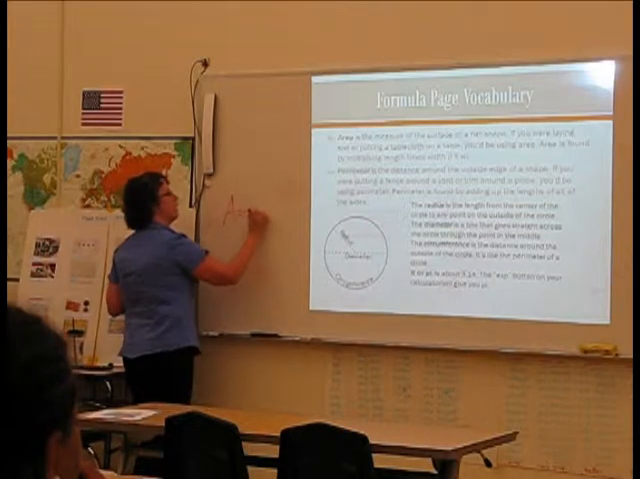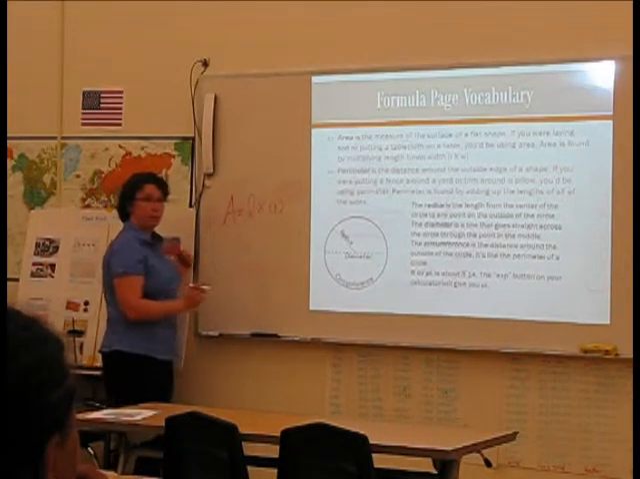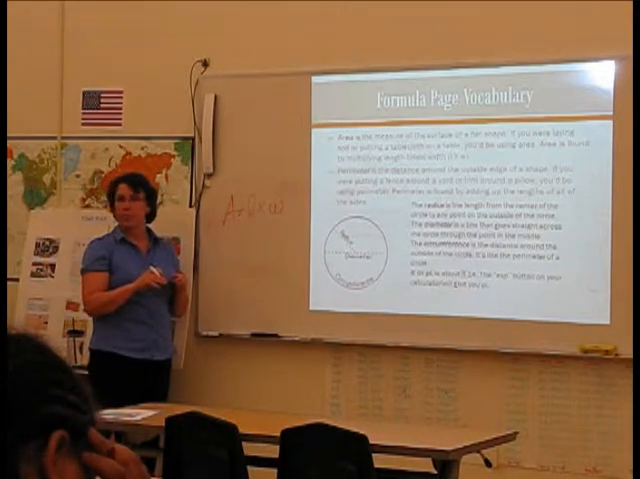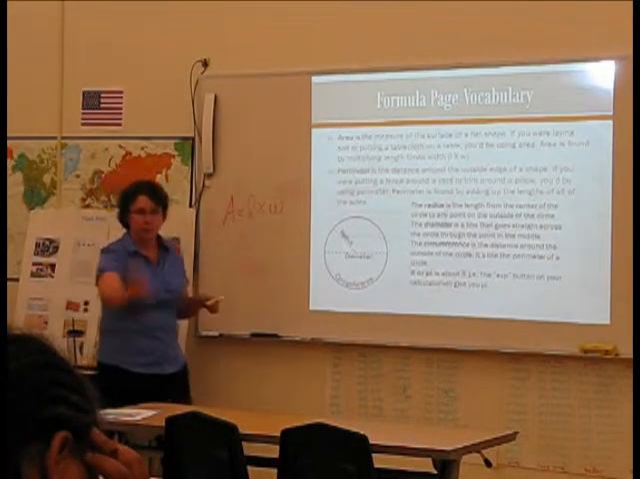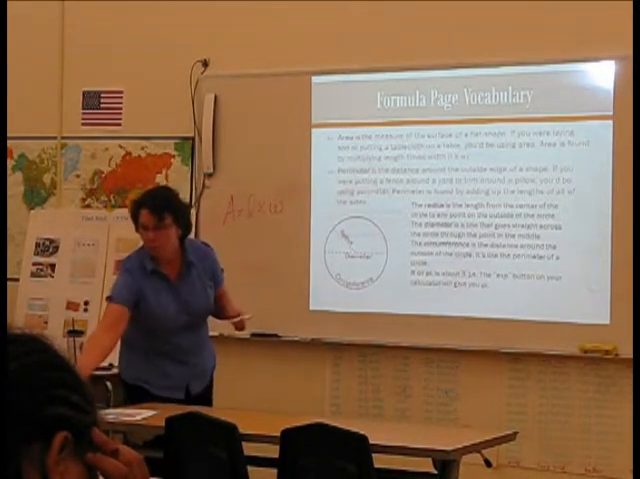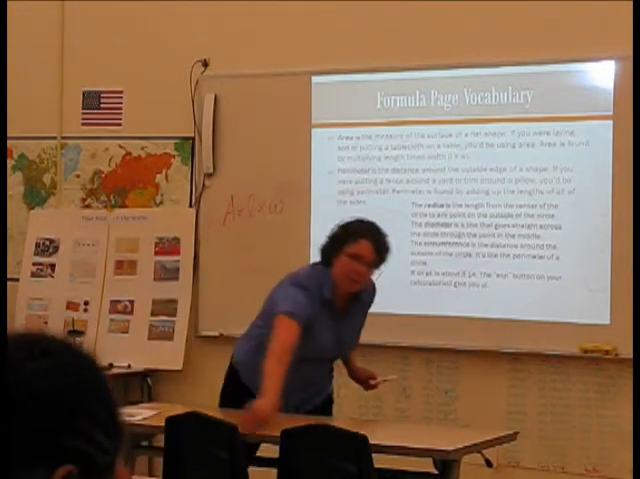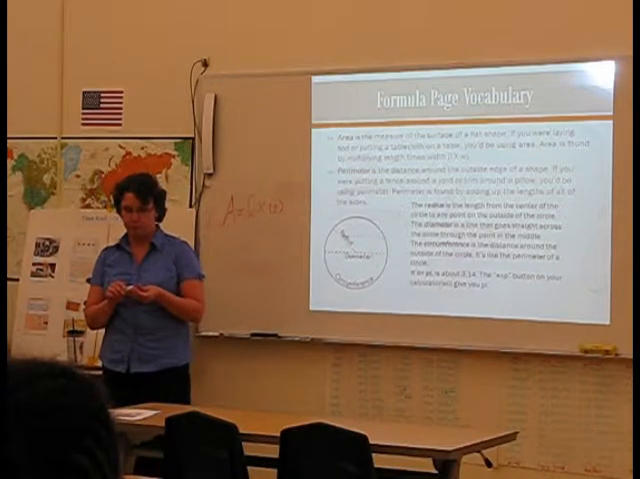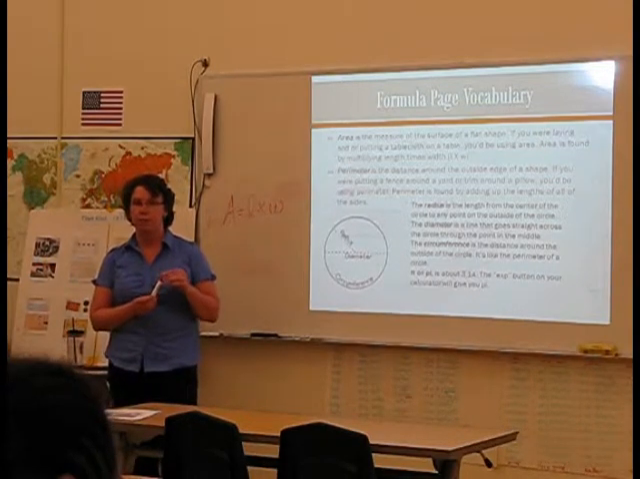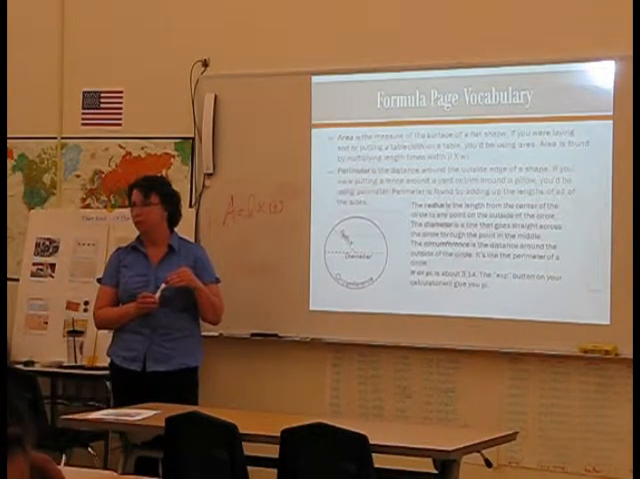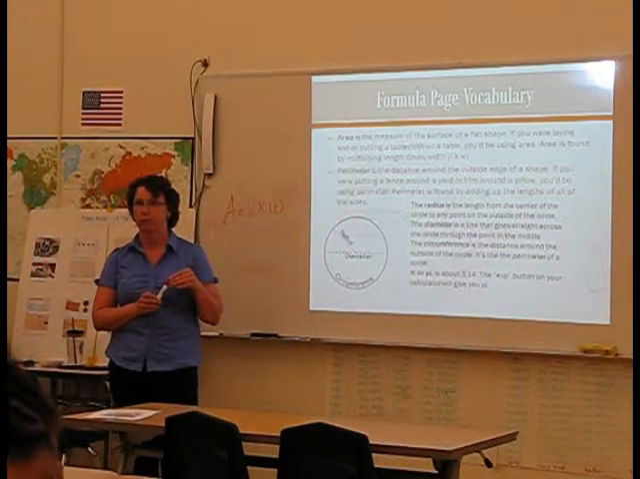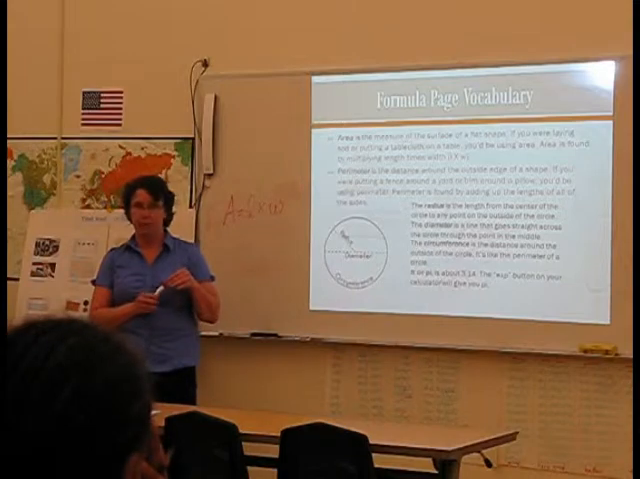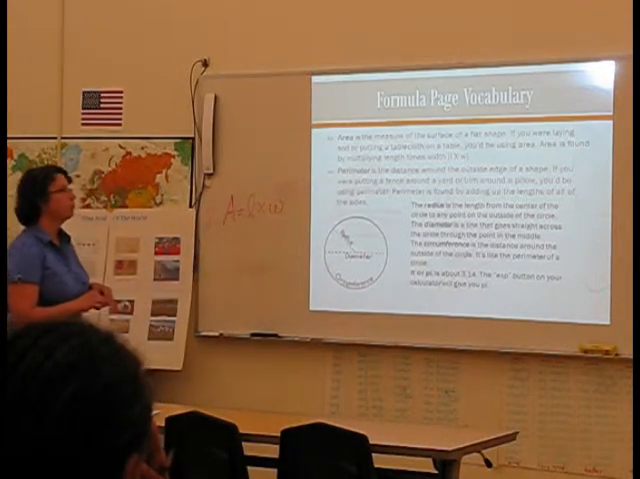A equals L times W. Is that what it looks like? Okay? What does that mean? The length times width. If this table is 1.5 feet by 5 feet, what would the area be on your calculator? 1.5 times 5. Should be 7.5. 7.5, right?